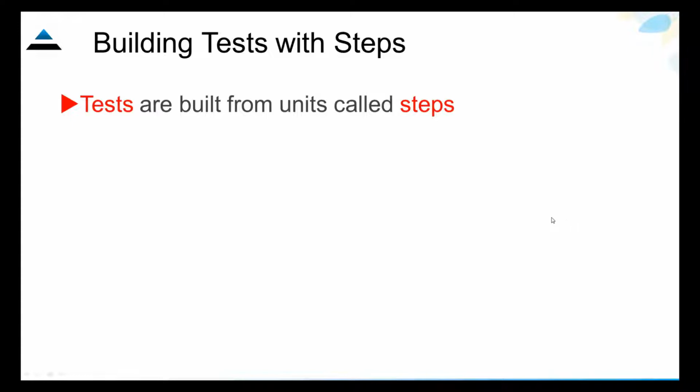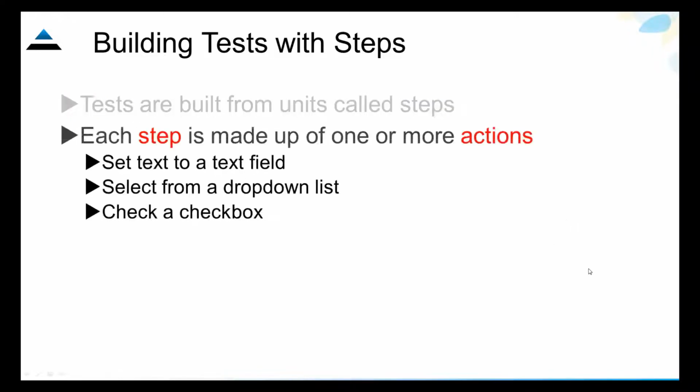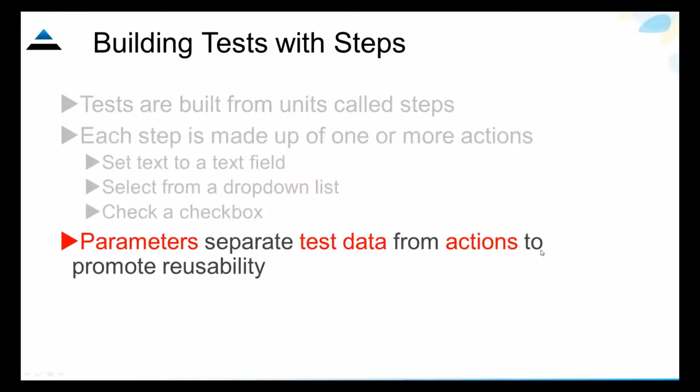As I mentioned already, tests are built with these units that we call steps. Each step is made up of one or more actions. Some examples of actions are setting text to a text field, selecting from a drop-down list, or checking a checkbox. These are all examples of actions.